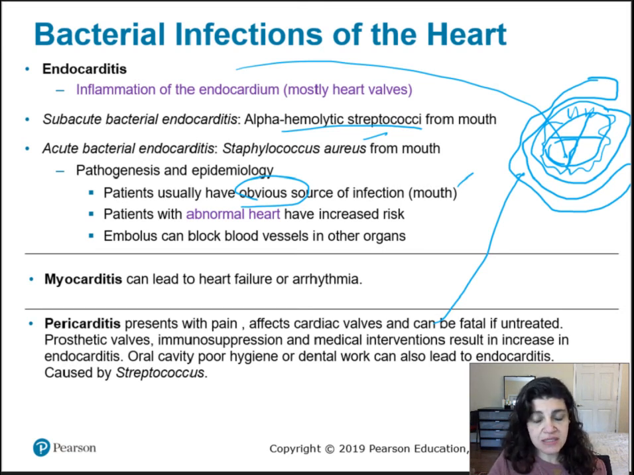Myocarditis, so it infects the muscle of the heart, that can lead to heart failure or arrhythmia because the heart muscle starts to contract in the wrong way or not enough. And pericarditis can be caused by streptococcus, also that can come from the mouth, okay? Prosthetic valves, immunosuppression, medical intervention can all result in this condition, okay? That should say pericarditis, not endo.